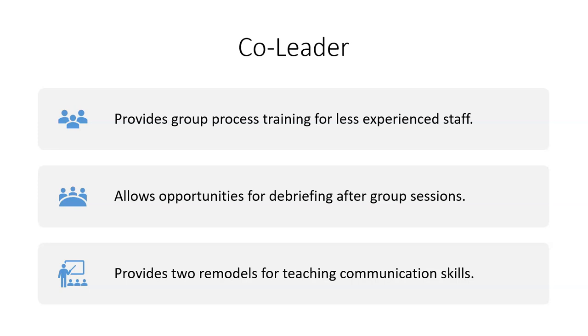Co-leaders can also come in handy with that aggressive group member. If someone does become physically aggressive where we're concerned about safety, then your co-leader can take everyone else out of the room and we can stay there to try to de-escalate the person who is just not being safe.